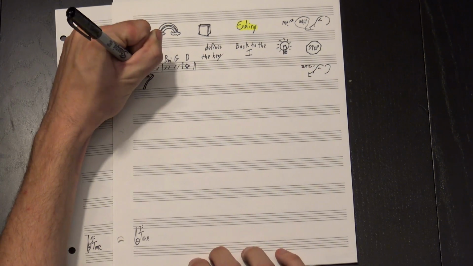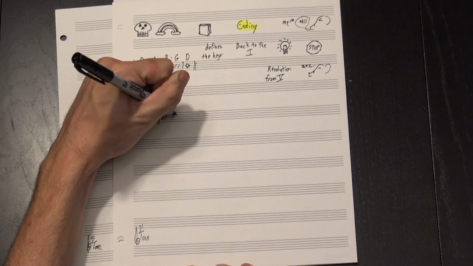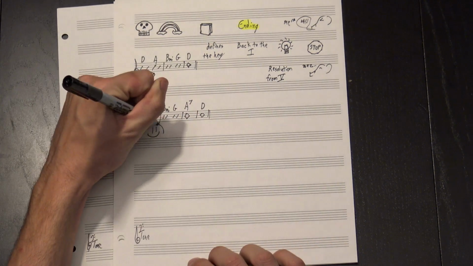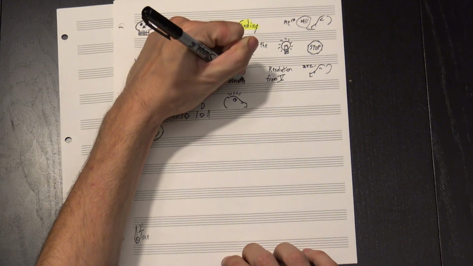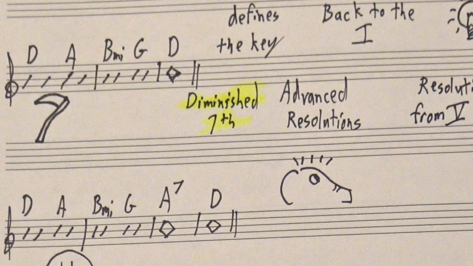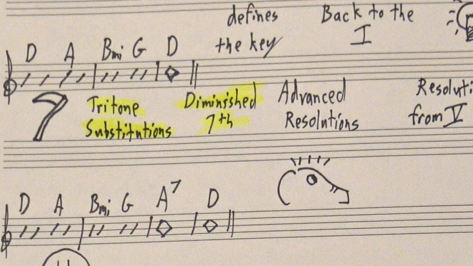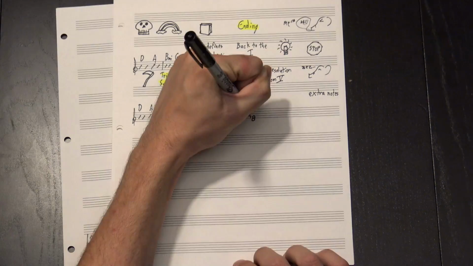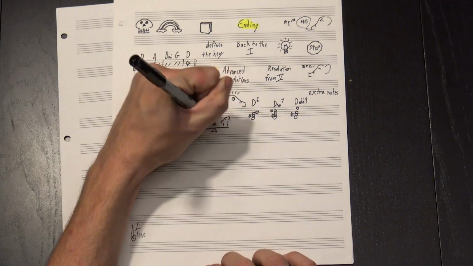We can add a bit more closure by inserting a resolution from the 5, but it's still pretty generic. A slightly more interesting approach is to replace the 5 with an advanced resolution like a diminished 7th, or a tritone substitution, or we could add extra notes to our one chord like the 6, the 7, or the 9, but they all carry the same sort of stability.